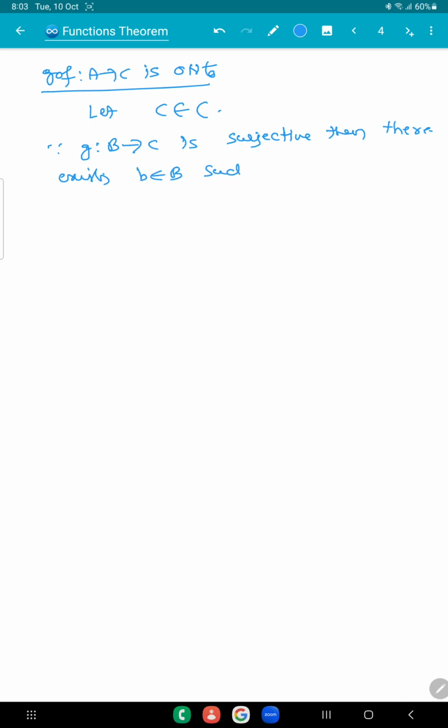First, for that one, what we need to do is take one element in the codomain. Let c belong to C. Since g from B to C is bijective, as given, but I am using only surjective for that. Since g is surjective, there exists b belonging to B such that g of b is equal to c.